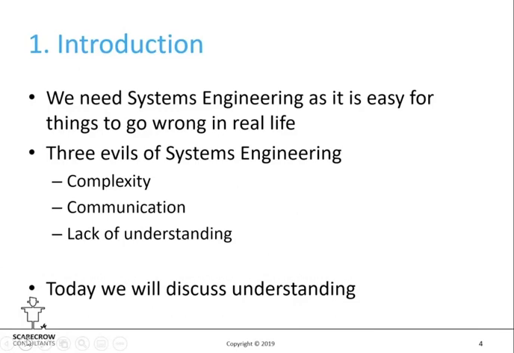And the reason for that is when you look at why things go wrong in real life, there are many books and papers and so on investigating disasters and system failures and project failures. But fundamentally, there's three underlying reasons why things go wrong that we refer to as the three evils of systems engineering. And these are complexity, communication, and a lack of understanding. And today we're going to be talking about this understanding and some of the ways that we can actually increase our levels of understanding. Complexity and communication we've covered in the previous two presentations that we've made.